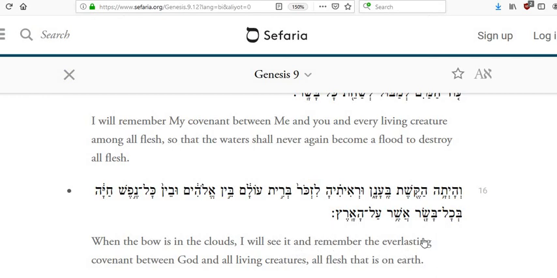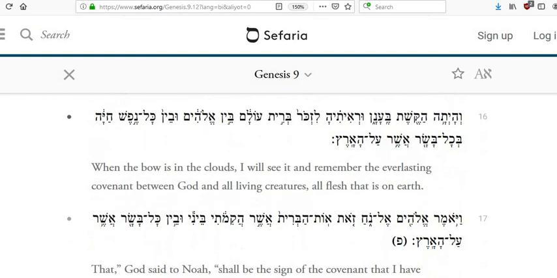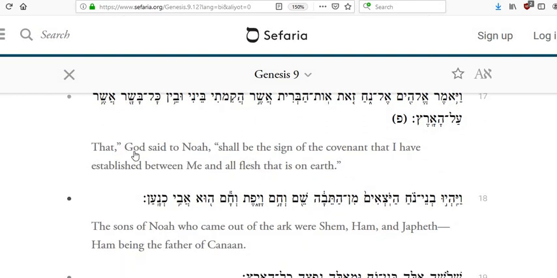And remember the everlasting covenant between God and all living creatures. That's 6. And the final time, and that shall be the sign of the covenant. 7. So covenant exists 7 times in Genesis 9, and there are 7 laws in the Noahide covenant.